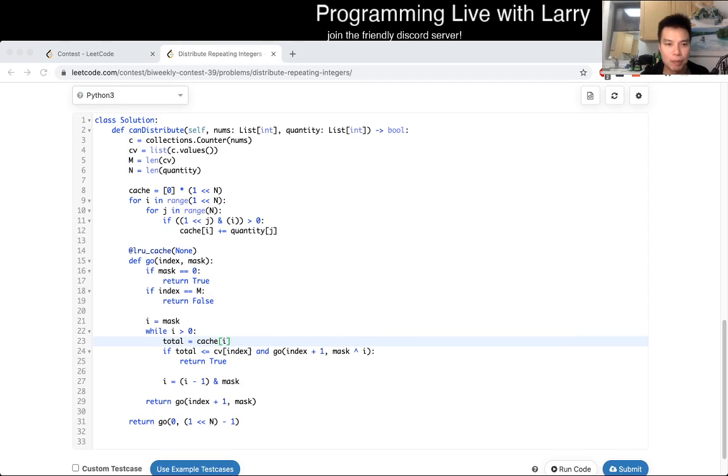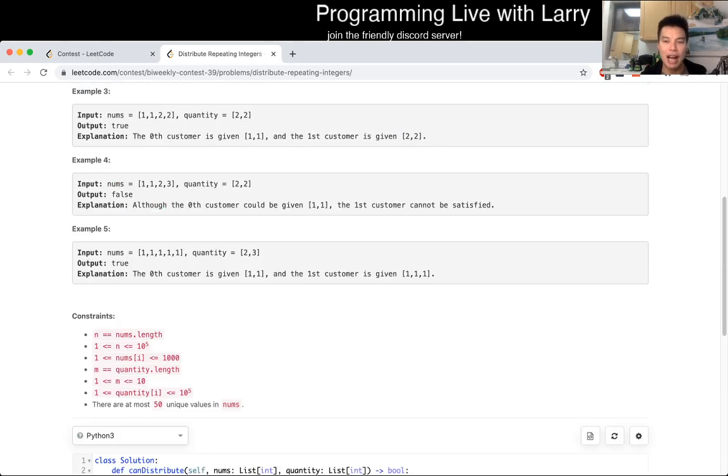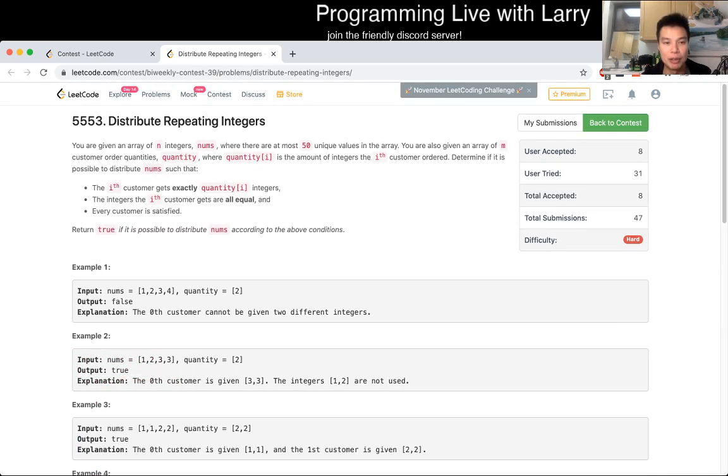But yeah, so look at the code first. This problem is called distribute repeating integers. This is a really tricky problem, and I think this is a problem where you try to do the best you can with identifying states. And the first thing I would do is just make sure you look at the constraints.